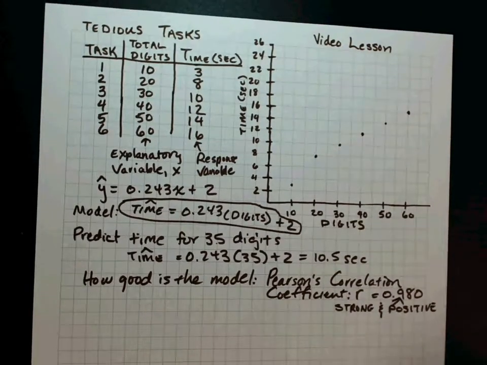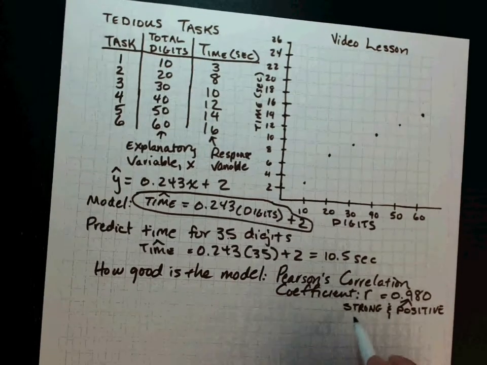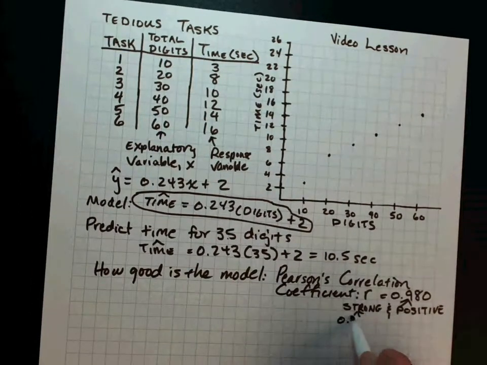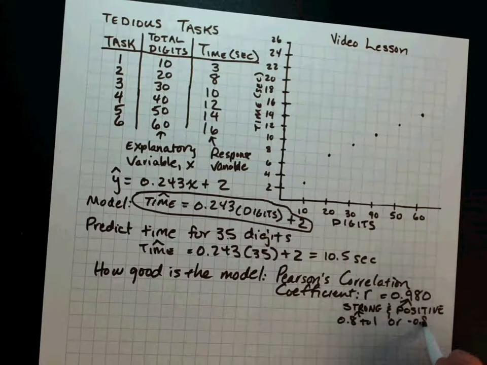Well, basically, if you go above 0.8 to 1, strong is 0.8 to 1, or negative 0.8 to negative 1. All right, that's what strong is. Less than, say, 0.4, somewhere around there. And you can basically use your judgment. There's no hard and fast rule for it. Okay, so that determines the strength.